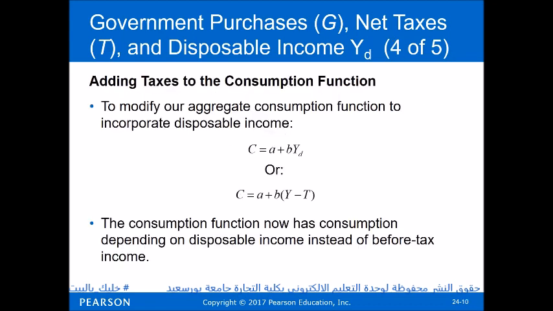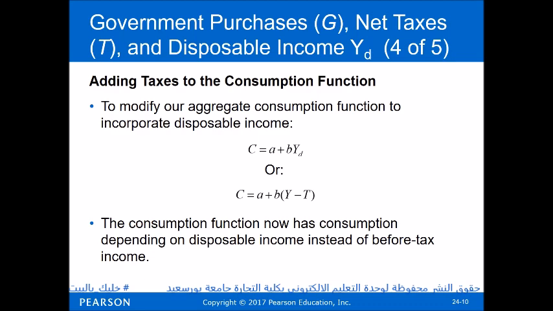Here we see what happens when adding taxes to the consumption function. In this case, note that consumption and saving both depend on the level of disposable income YD and not the level of aggregate output or income, denoted as Y.